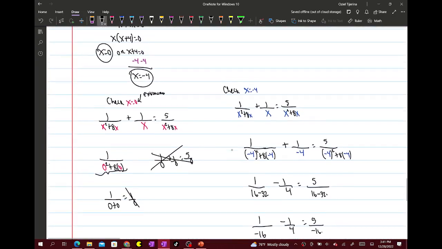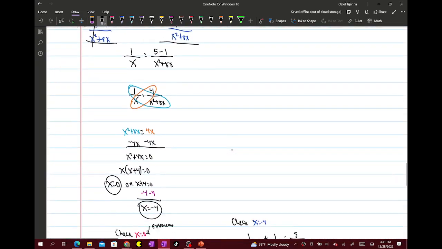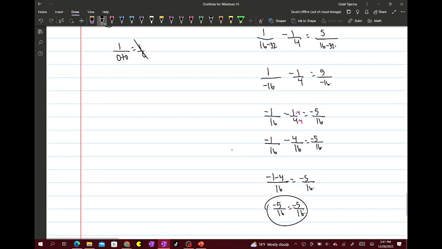So our solution for this one is x equals -4, and x equals 0 is the extraneous solution. So our solution is x equals -4. And that is how you do that one, okay?